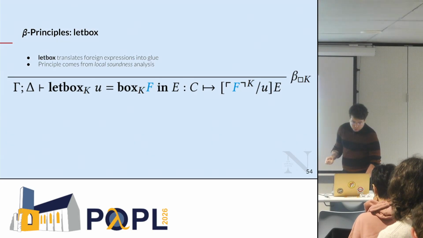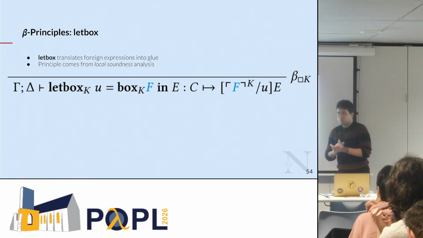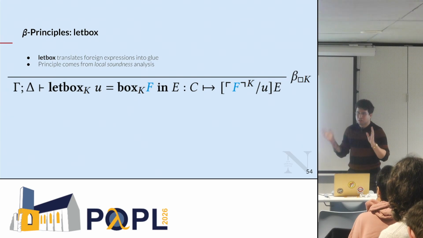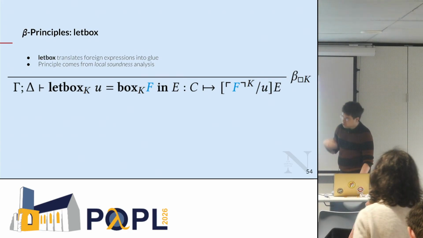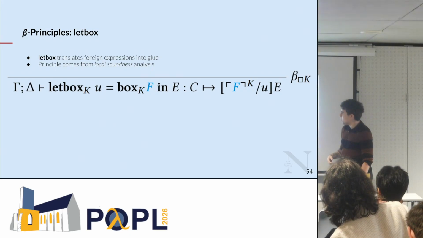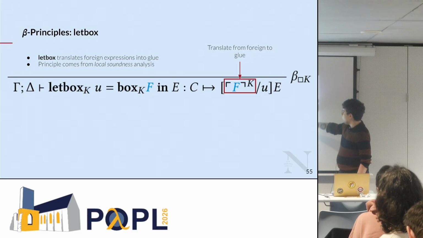For beta principles, this first one comes from a local soundness analysis. If you've looked at the judgmental style of doing logic or Pfenning-Davies' work, then they talk about local soundness. I don't have time to get into what that is, but just know that this kind of comes from a local soundness analysis. There's a substitution principle in use here. But the one thing that I want to point out is that we have to translate from foreign code to glue code here.